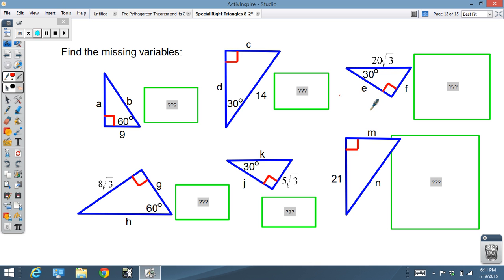Here's how we use it. Here's 6 problems for you to mess with. Find A, B, C, D, etc. Pause. Answers will be coming shortly.